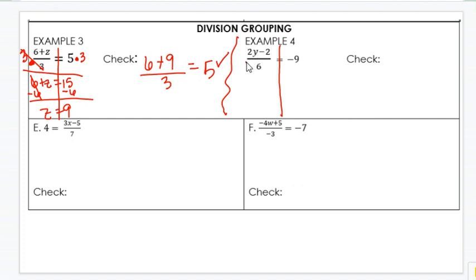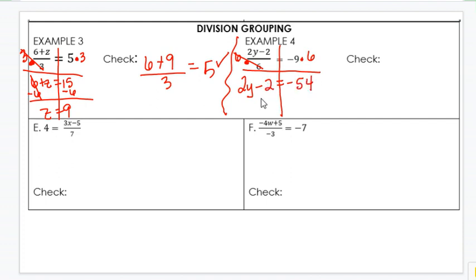So we're going to get rid of the denominator by multiplying by 6. What you do on one side, you have to do on the other, so we're going to multiply by 6 on this side. So that cancels the denominator, leaving us with just 2y minus 2. Let me fix that. (2y minus 2). Alright, and then negative 9 times 6 is a negative 54.